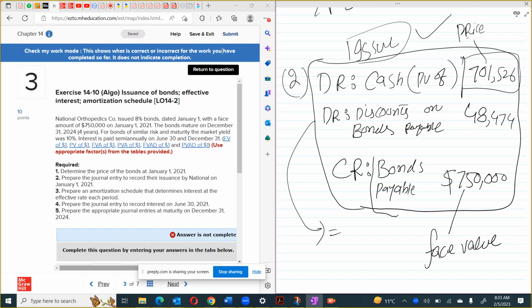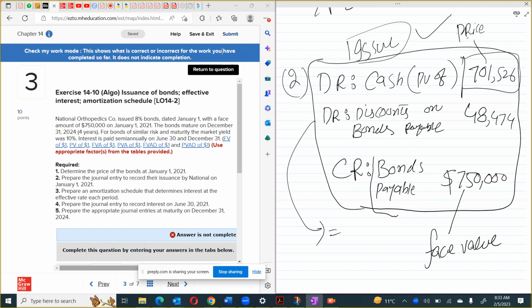What will be the double entry? The double entry is the same. You will debit cash, you will credit bonds payable. The difference between these two is premium. Remember the tip I gave you: if the smaller side is credit, premium will be credit. If the smaller side is debit, premium will be debit. This is similar to discount.